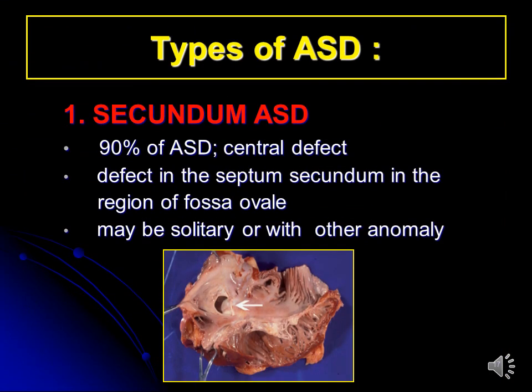An atrial septal defect of the secundum type is relatively common, representing 90% of atrial septal defects. It occurs from the failure of the septum secundum to develop, and this results in a communication between the left and the right atrium, directly causing a left to right shunt. This results in volume overload on the right side of the heart and increased blood flow to the lungs.